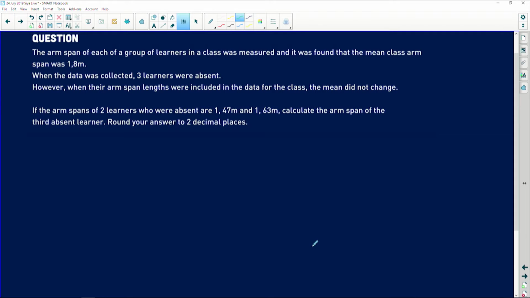Thank you. The question reads, the arm span of each of a group of learners. Now, look at each of a group of learners. It means we don't know what the number of those learners are. It was measured and it was found that the mean class arm span was 1.8 meters. So I will then say my X bar is equal to 1.8 meters.